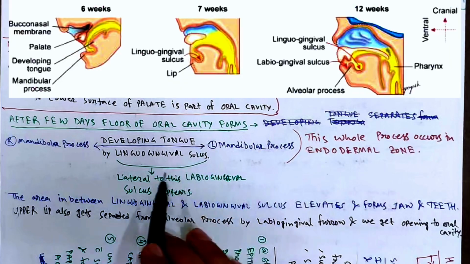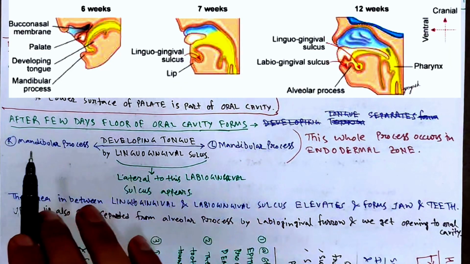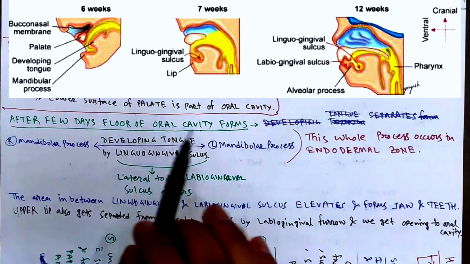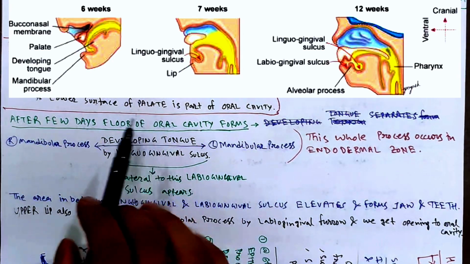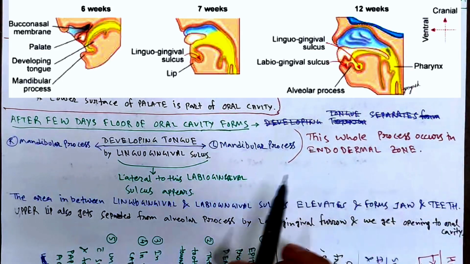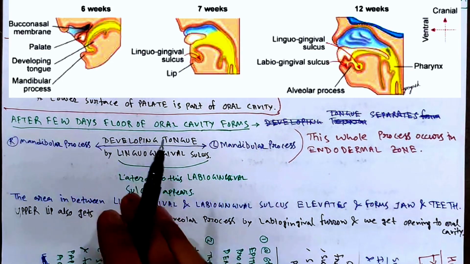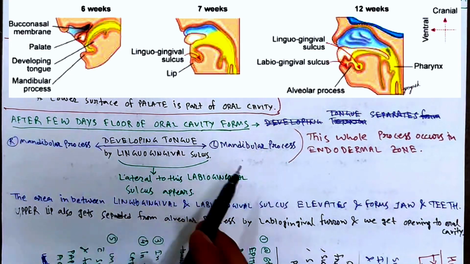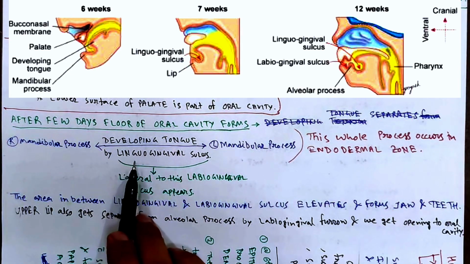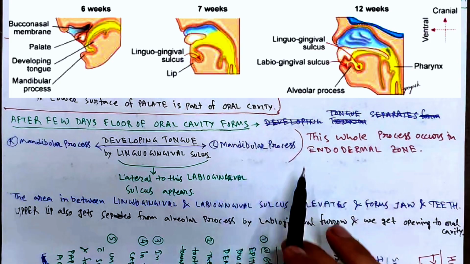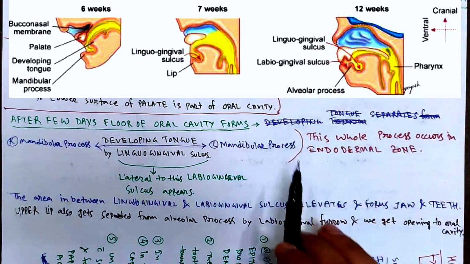Now what happens? On both sides we have the mandibular process, right side and left side. In between these mandibular processes, our tongue also develops, which I will talk about later. Due to the formation of the developing tongue, it separates from the mandibular process on each side via the linguogingival sulcus. Now this entire process occurs in the endodermal zone.